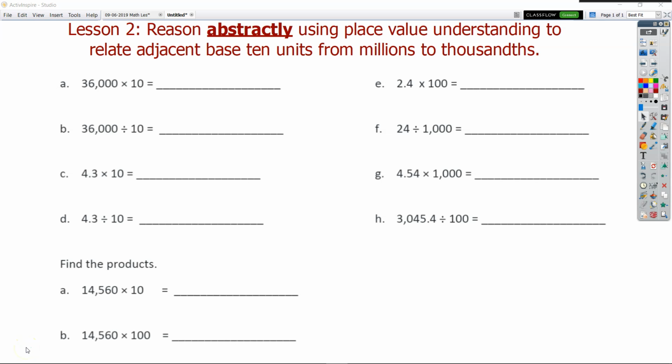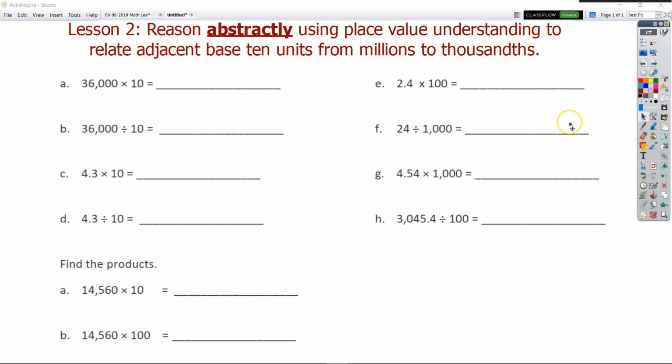Alright, so for lesson 2, students should be able to reason abstractly using place value understanding to relate adjacent base 10 units from millions to thousandths. If you notice, the only difference from yesterday's lesson objective is it went from concretely and pictorially to abstractly.